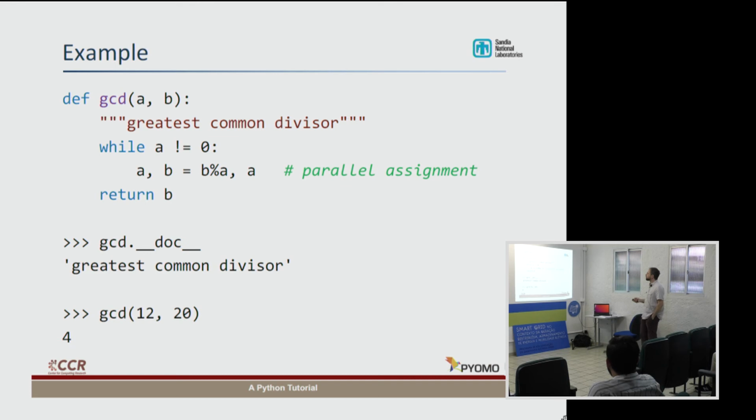Here is an example: the greatest common divisor. You all know about this. So we define gcd of a and b. And we do the parallel assignment here. While a is different from 0, a and b equal the remainder of the division of b by a, and a. And I return b. So if you want to run the example in your environment, you can write this down, and the result will be 4 in this case.